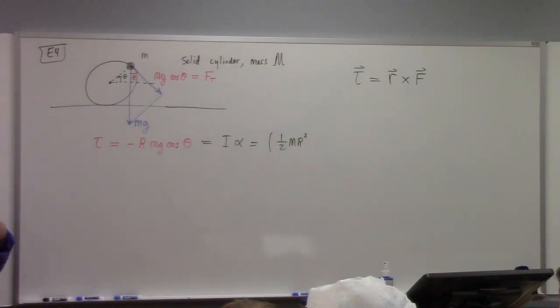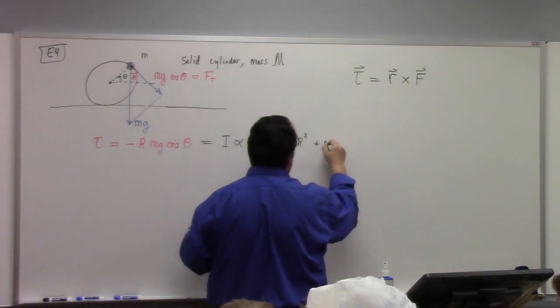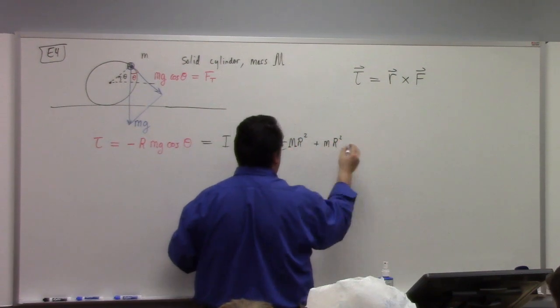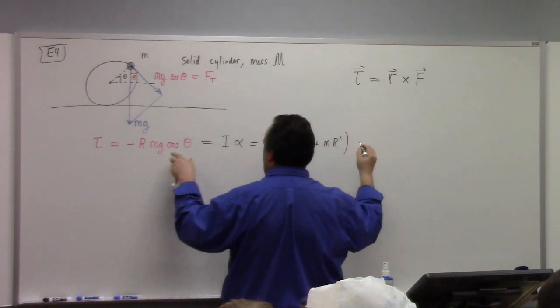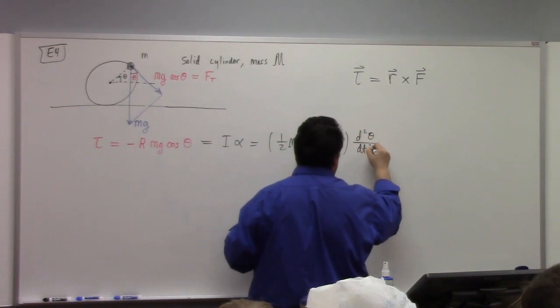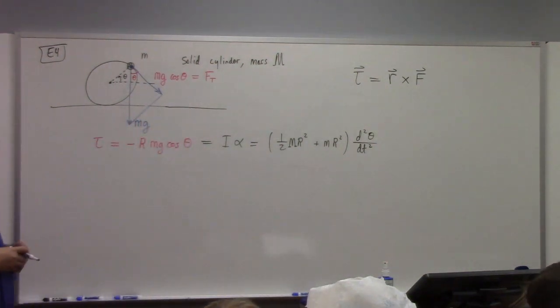And plus, you also have the moment of inertia for just the point mass on the rim. That's easier. That's plus little m r squared. So big M, I'll put feet on it. Little m, no feet. And alpha, what is alpha? Well, alpha is d squared theta dt squared. So there you go. This is the rotational Newton's law for this problem.